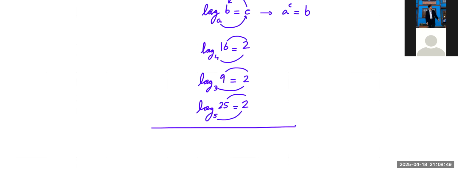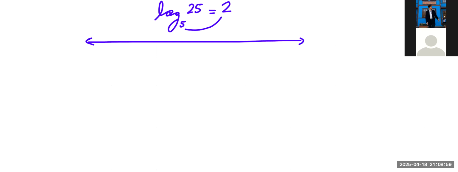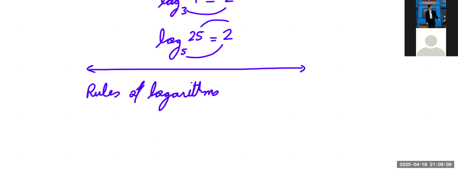However, you never really get asked what the log is just to find the value, because that would be too easy. So what really happens is there's a variable in the log essentially, and you have to work with that. For that, we need to talk about rules of logarithms. Very unoriginal name, but bear with it.